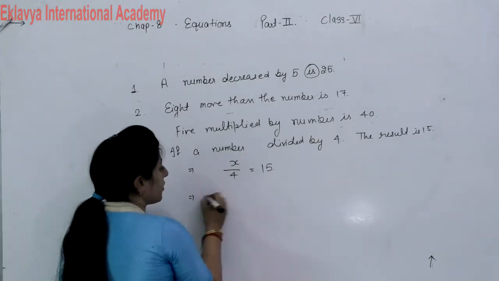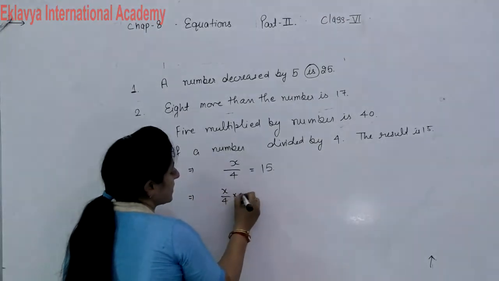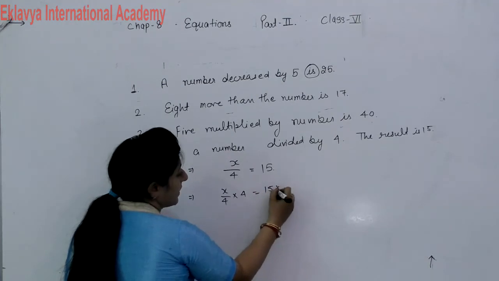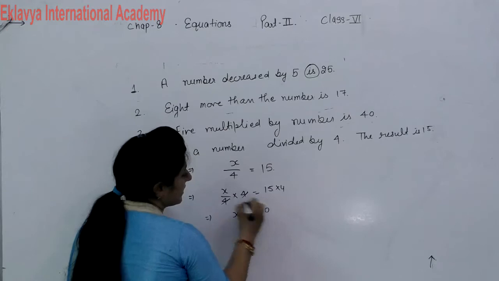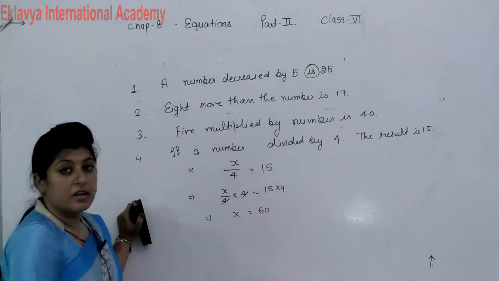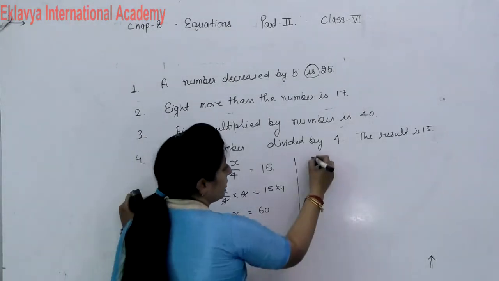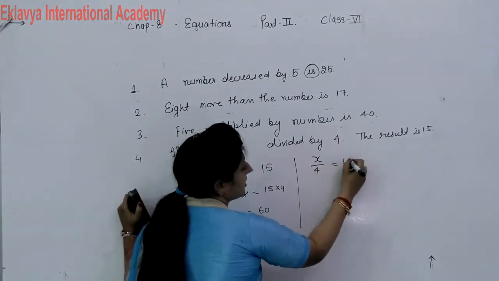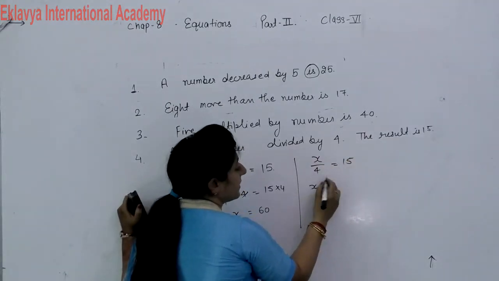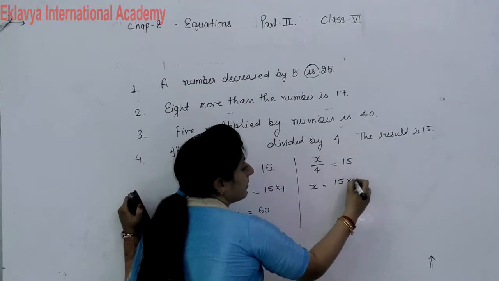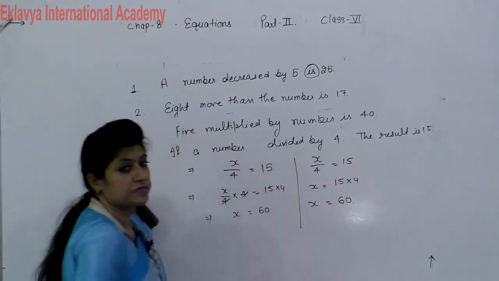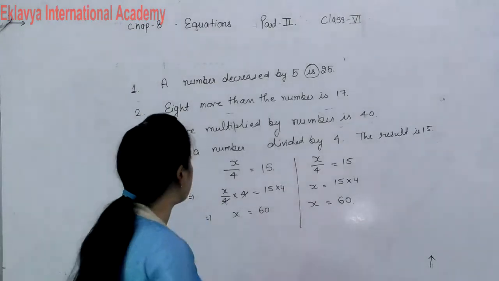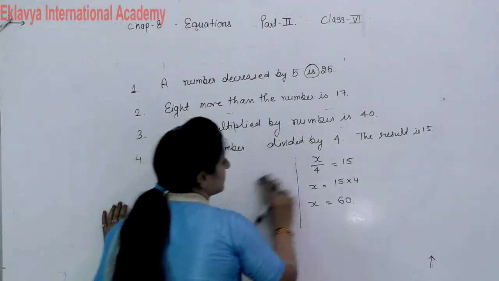Mentally, if we want to solve, then x by 4, it means what do we have to do with this 4? Multiply on both sides, then it becomes x and 15 times 4 is 60. But if we want to do the transposition method, then this division here will come in multiplication, then x is equal to 60. So we will solve problems like this.